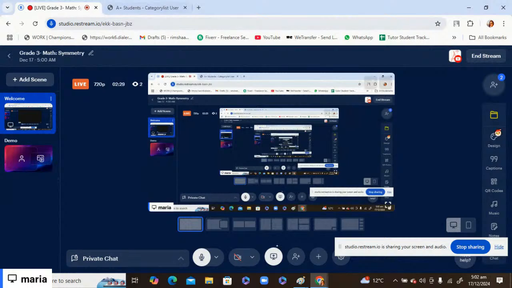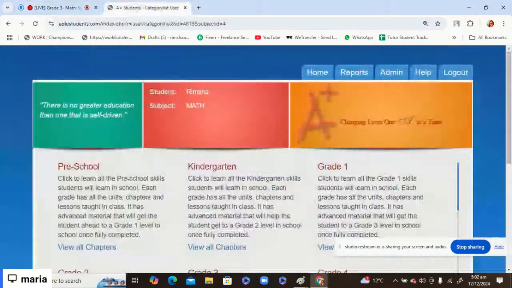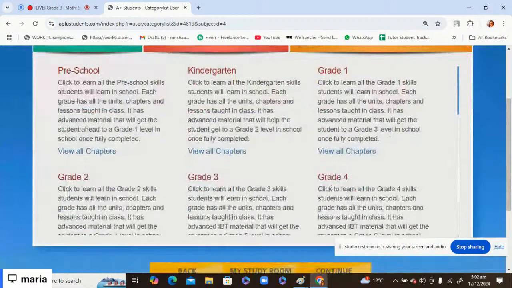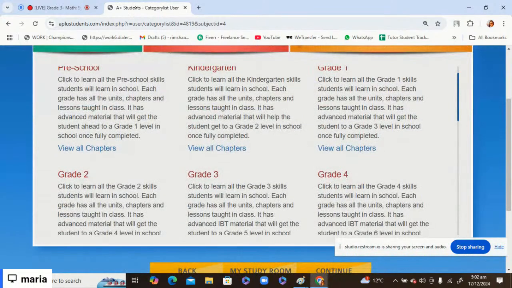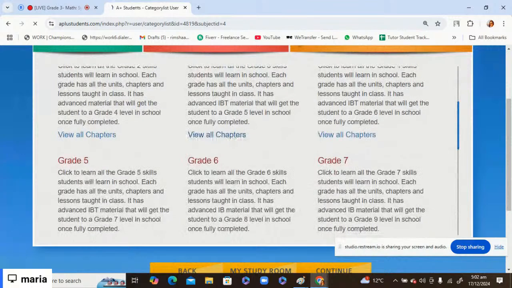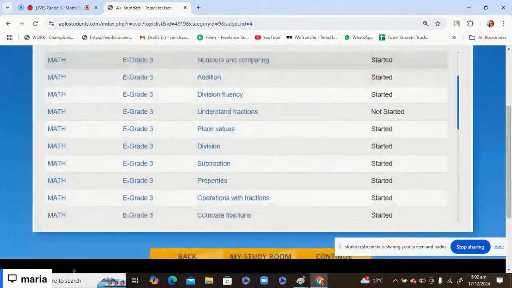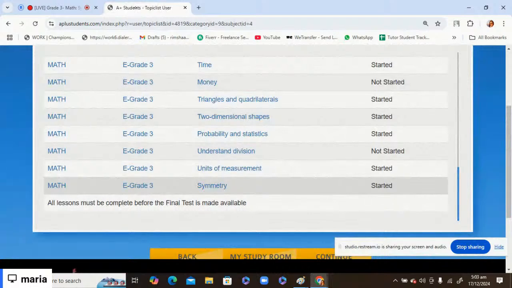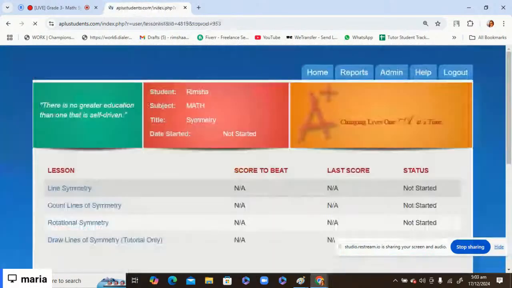You can find all the lessons on aplusstudent.com. You have to log in using your email and the password provided by the administrator. Go to the subject tab, select maths from there, scroll to grade 3, and view all chapters. Here is the list of the lessons. We are on the last chapter, symmetry.